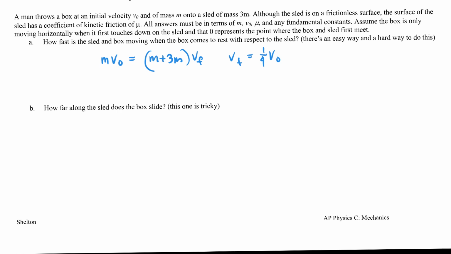Well, there's a couple different ways to do this problem. The way I would encourage you to do it, work energy. The box slowed down. Work was done on the box, and the work that was done on the box was done by a frictional force that acted as the box moved, and that had to equal the change in kinetic energy of the box.